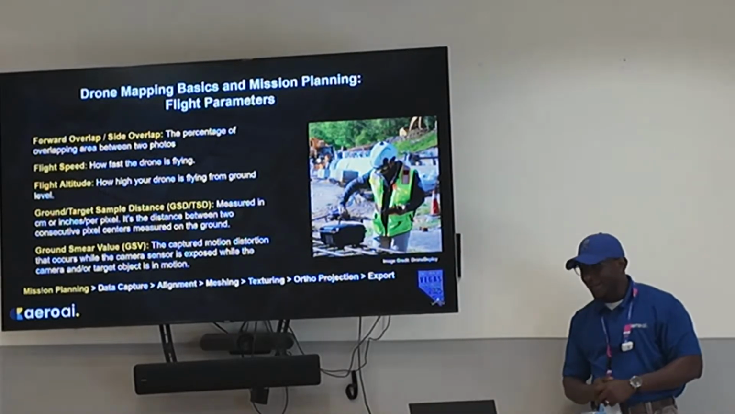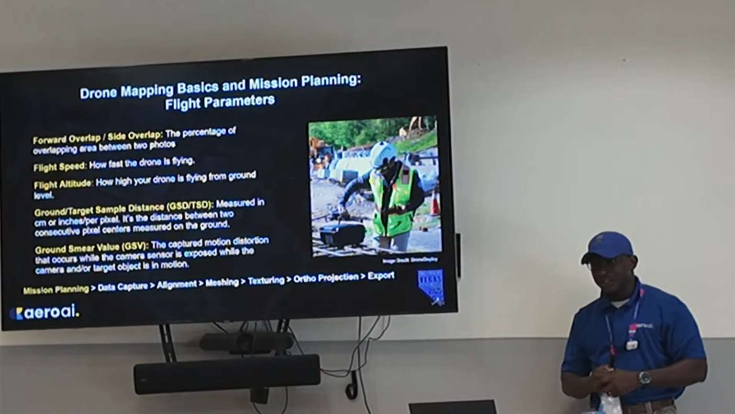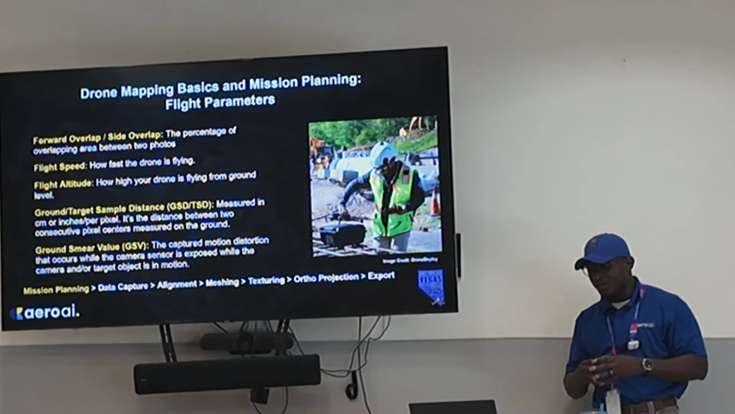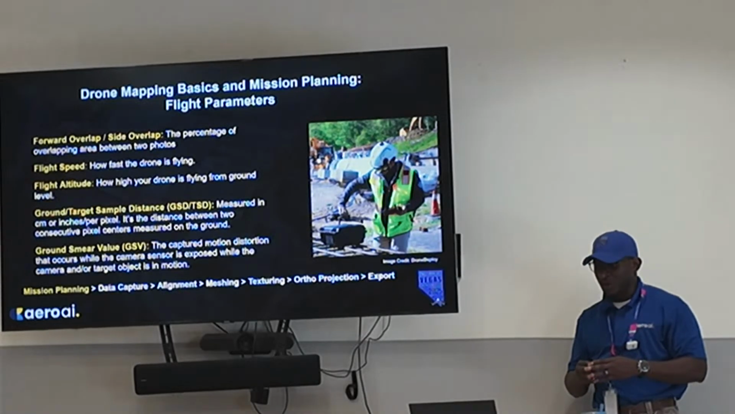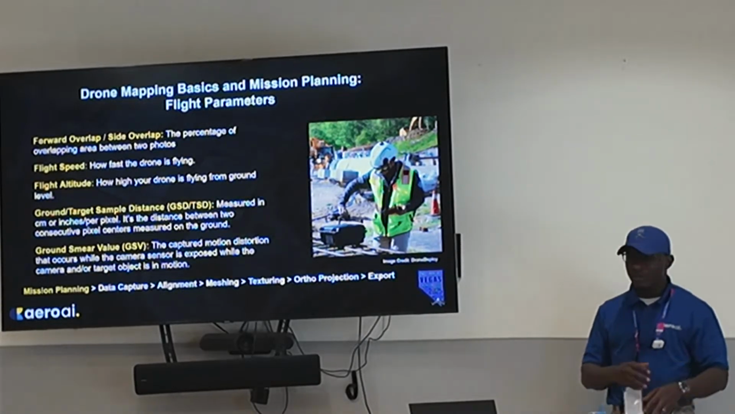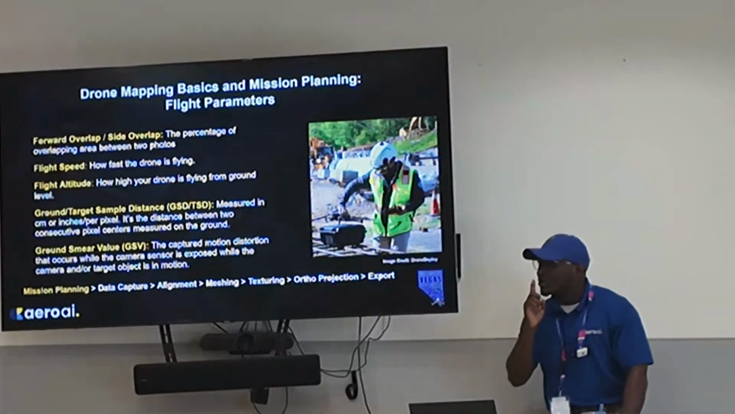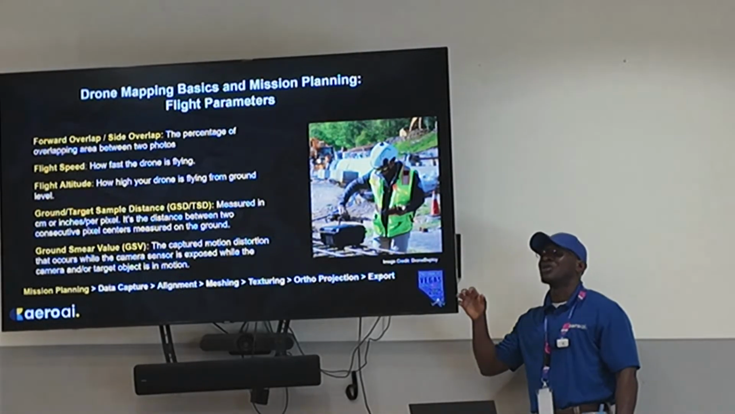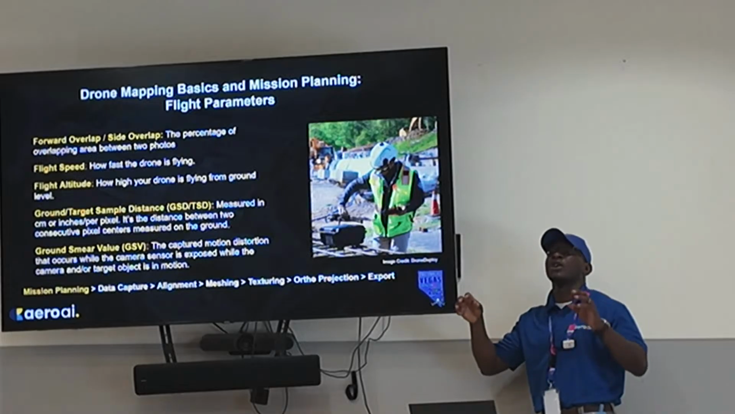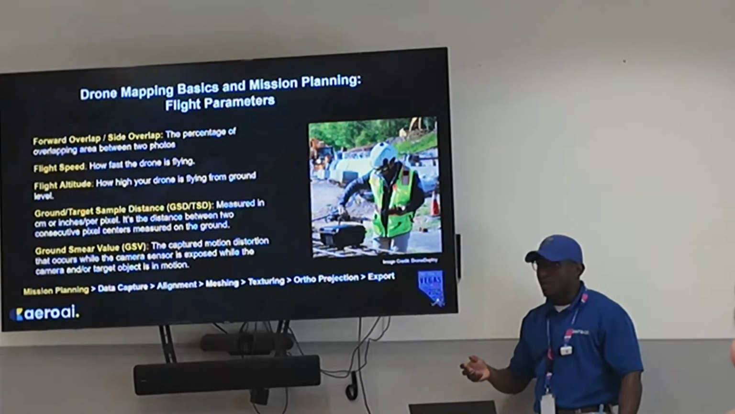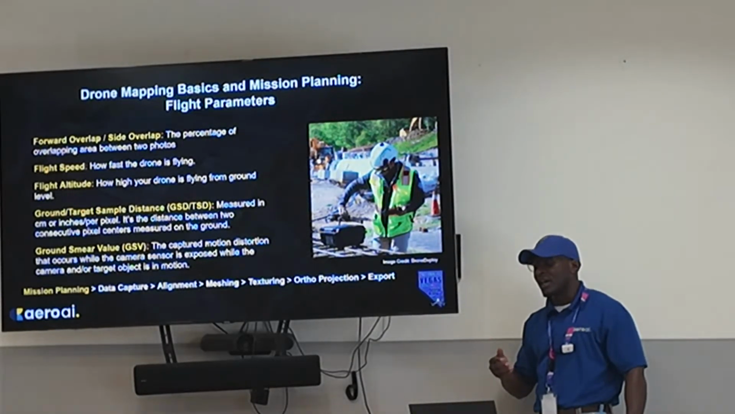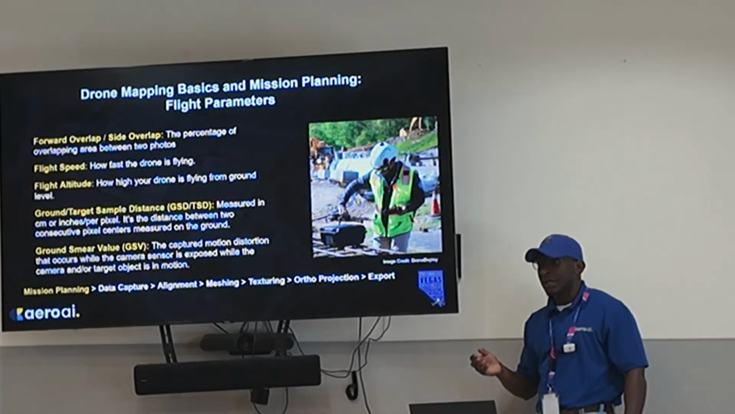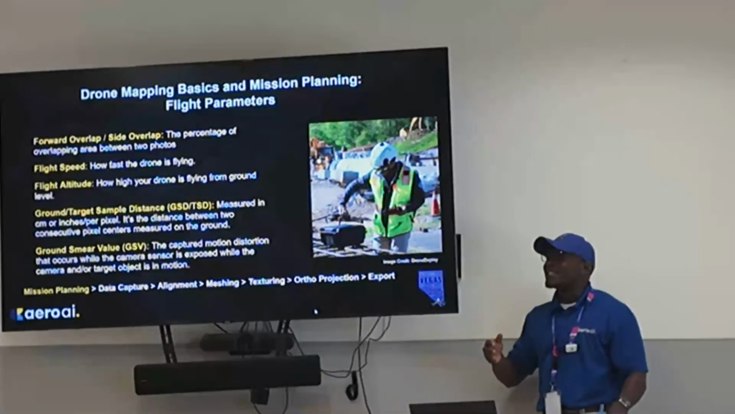Ground targets and ground sampling distance. This is measured in centimeters or inches per pixel. It's the distance between two consecutive pixel centers measured on the ground. Again, this is a software term. I don't think you should care too much about it, but you need to care about ground sampling distance when you care about the end results, specifically for accuracy. If you get hired by someone, they might say, hey, we need images to be 1 centimeter per pixel. And that's intuitive.